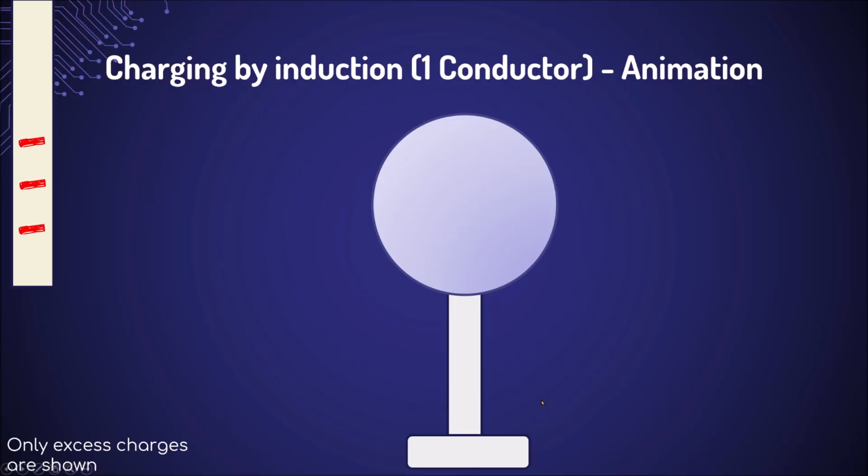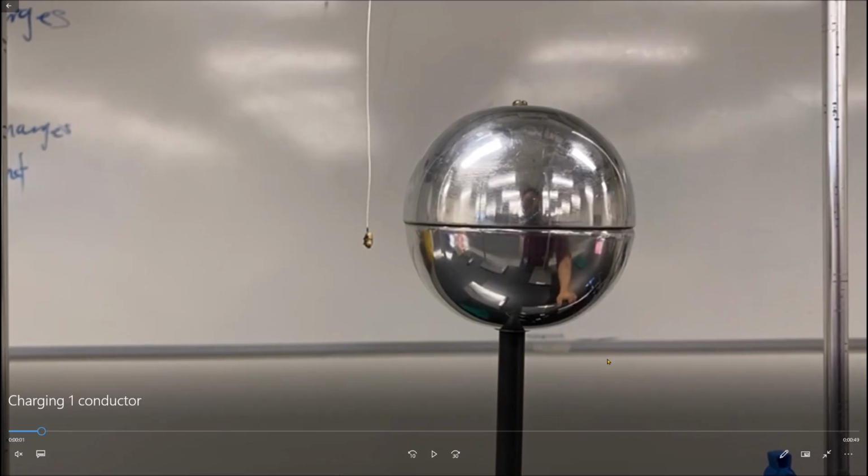So let's continue with how we can charge by induction, and for this section we're going to look at charging by induction using only one conductor. In the previous part we saw we can charge using two conductors, but what if one day you don't have two conductors with you, you only have one conductor? How do you charge it? I'm not going to go to my slides. I'm actually going to show you a demonstration video first. So let's go to my video.